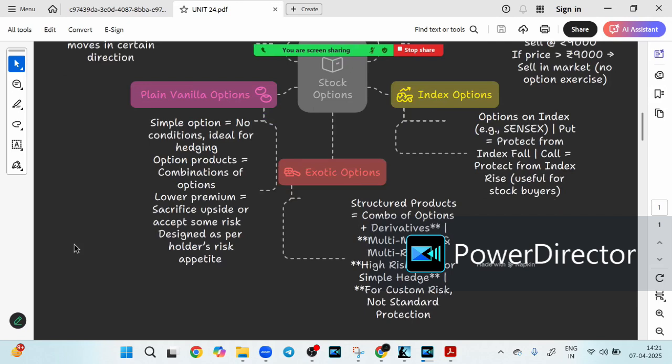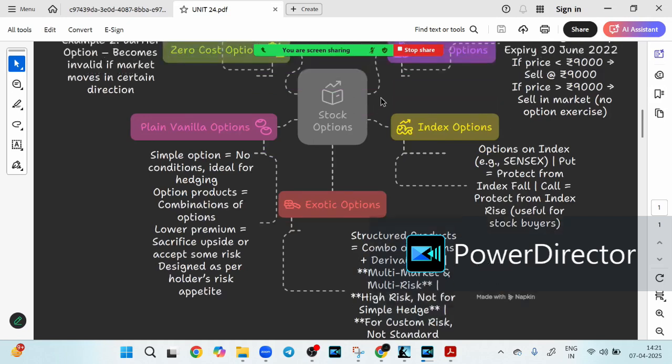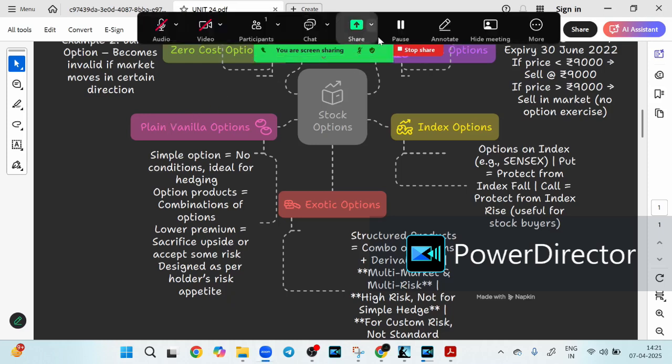It's ideal for him, right? It is a combination of options, and the premium is lower. That means you either sacrifice upside or accept some risk, right? So it is designed as per the holder's risk appetite.